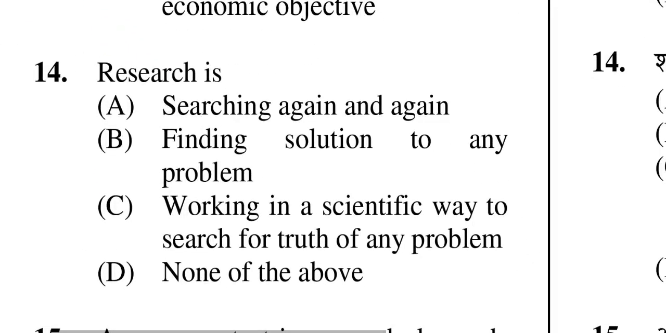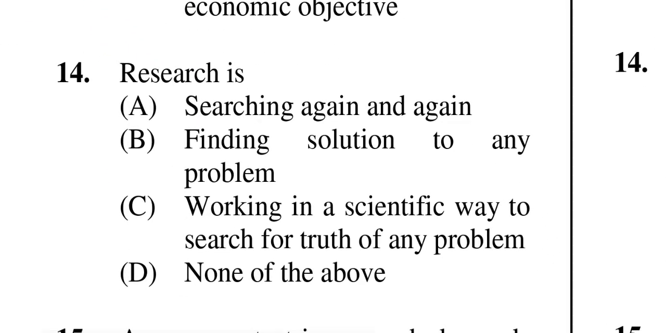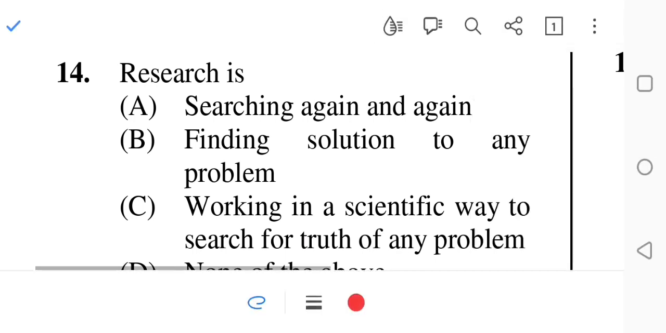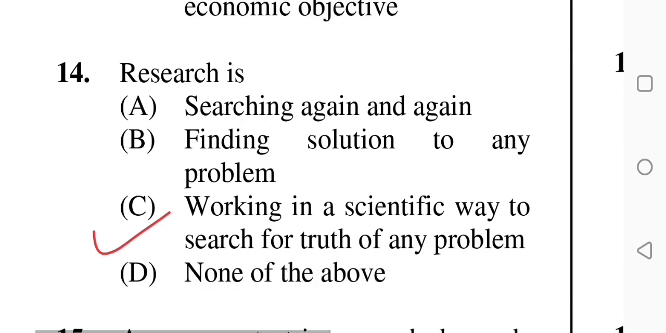Number 14, research is what? Searching again and again, finding solution to any problem, working in a scientific way to search for truth of any problem, none of the above. So research is number C, working in a scientific way to search for truth of any problem. Okay, so this is the definition of research.